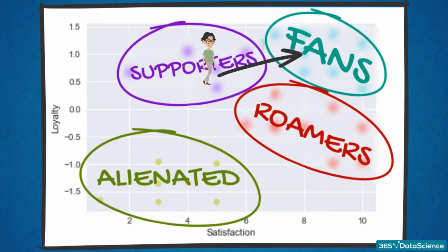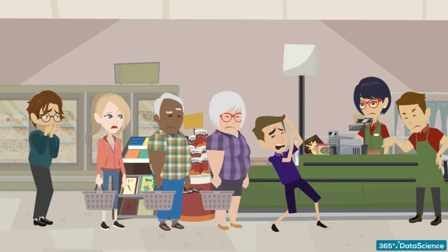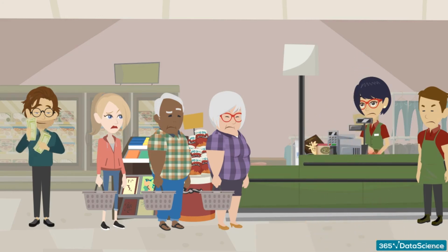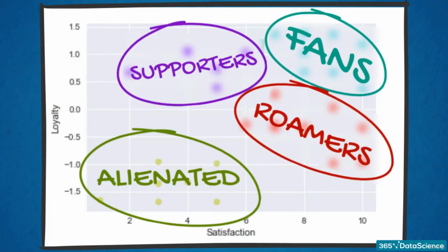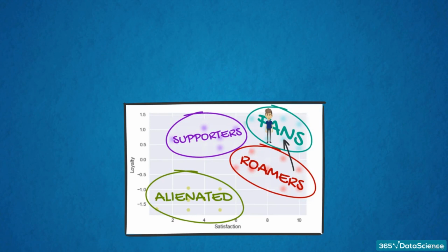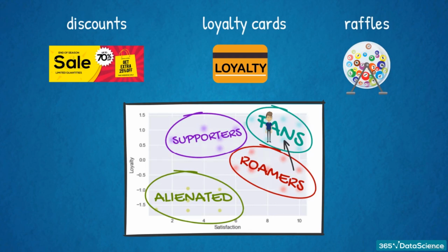It makes sense to focus our efforts to turn supporters into fans by improving their shopping experience. Normally, we would have to dig deeper to find the drivers of dissatisfaction for these customers. Maybe it is long queues, or unfriendly staff, or perhaps high prices. Whatever the reason, we must take actionable steps to fix the issue and make our supporters happier. Simultaneously, we can do something else. We can turn the roamers into fans by increasing their brand loyalty. Loyalty cards, gifts, personalized discounts, vouchers, and raffles are different strategies used to make such clients loyal in the long run.